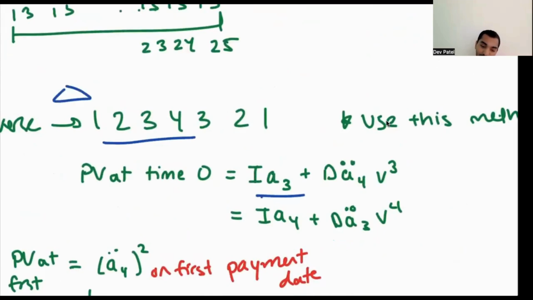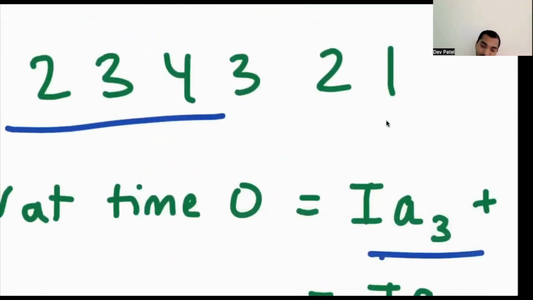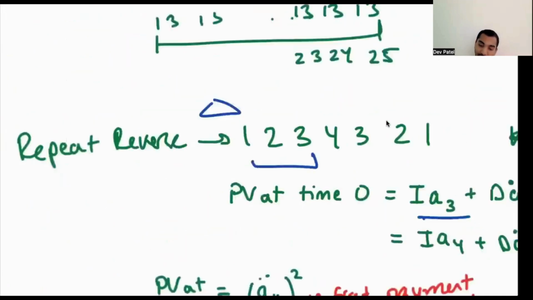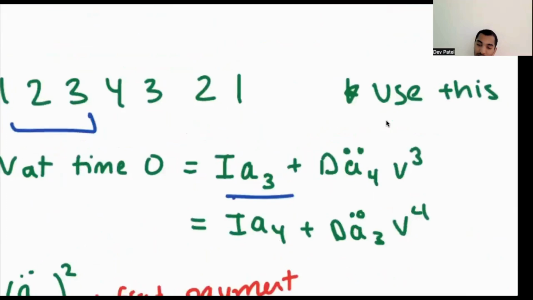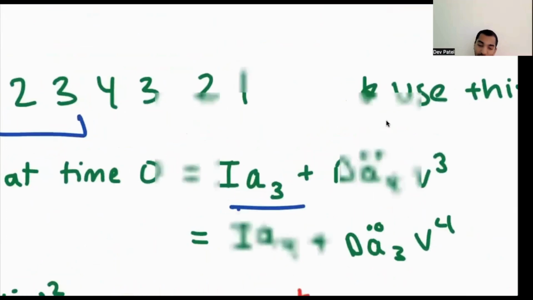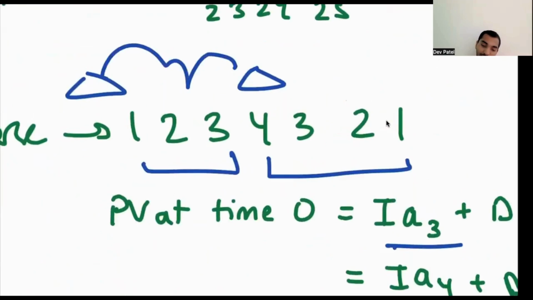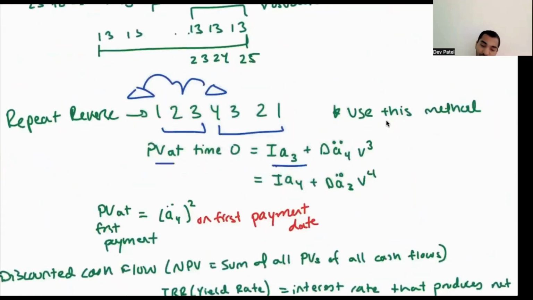In this case, you can do this again multiple different ways. So 3 payments, so it's referring to the present value of this, plus the decreasing annuity, the present value of here, right? And then it's discounted 3. So we add these two, and that's how we get our present value at time 0.